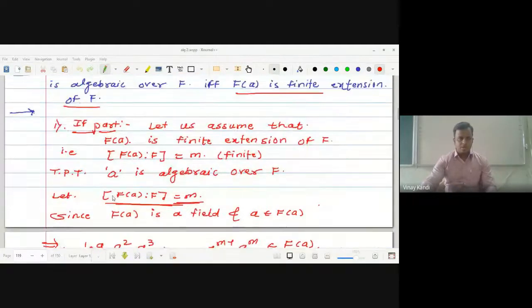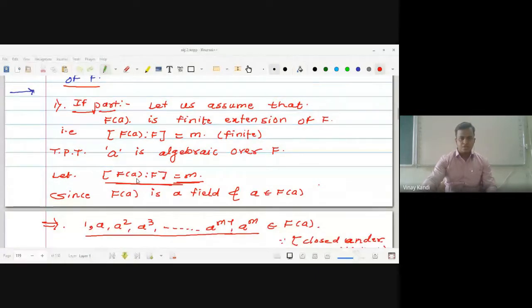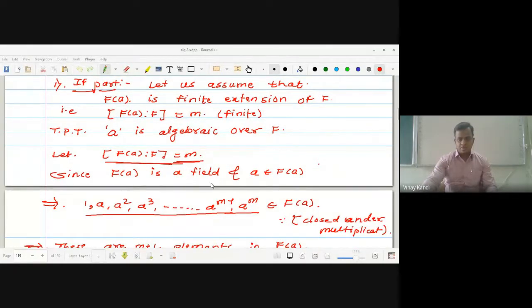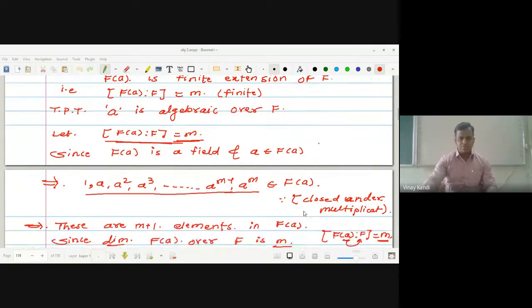Look here. In the first part, the if part, let us assume that F(a) is a finite extension of F. So the degree of F(a) over F, m, is finite. We have to prove that a is algebraic over F. Let the degree of F(a) over F be m, and F(a) is a field, and a belongs to F(a). So 1, a, a square, a cube, up to a raised to m belong to F(a). Why? Because F(a) is a field and a belongs to F(a), and by the property of closure under multiplication, all these elements belong to F(a).